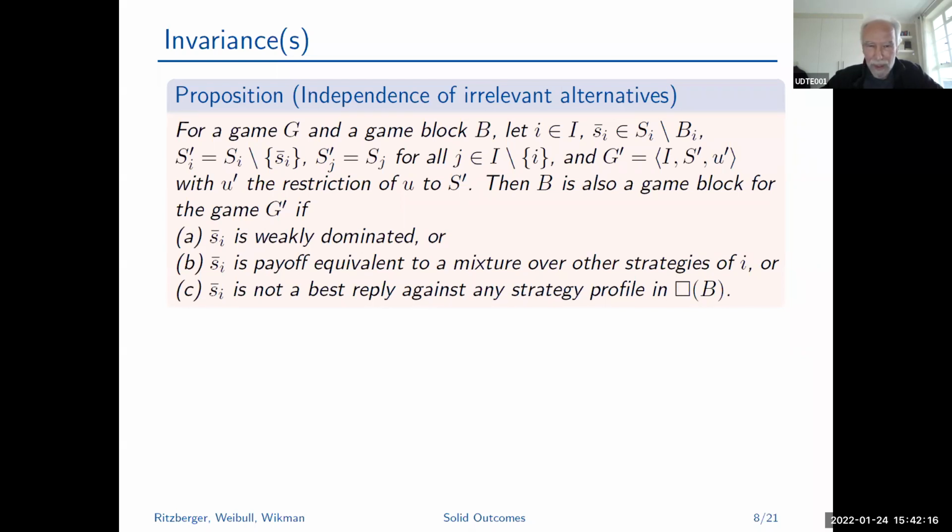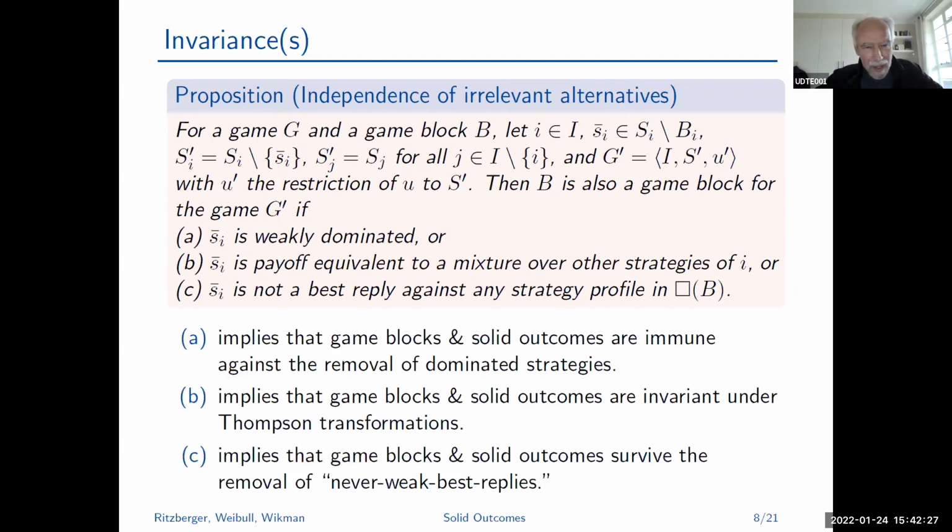Okay. Now, of course, these three invariances have different meanings, but the proof is the same for all of them. What are their meanings? Well, the first one, that I can delete a weakly dominated strategy, implies that game blocks and solid outcomes are immune to the removal or addition of dominated strategies, okay? Which is not the case for things like perfect and proper, okay?